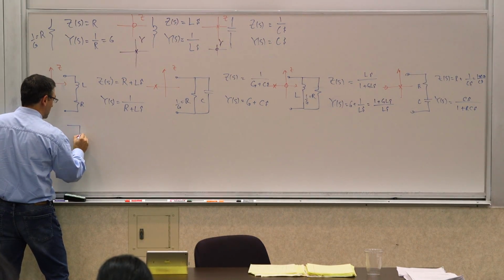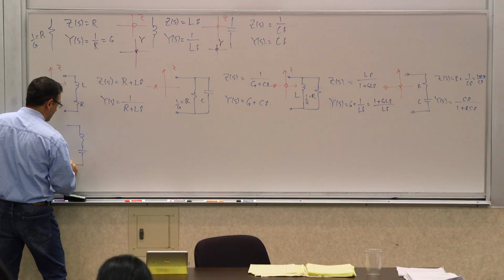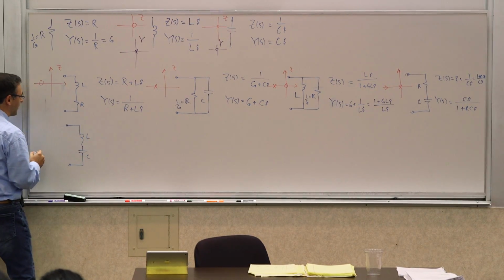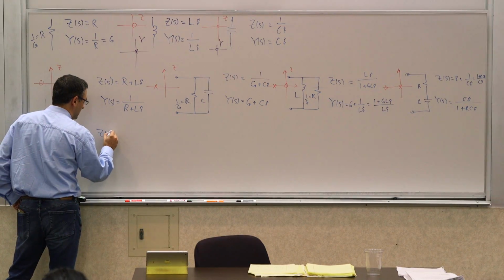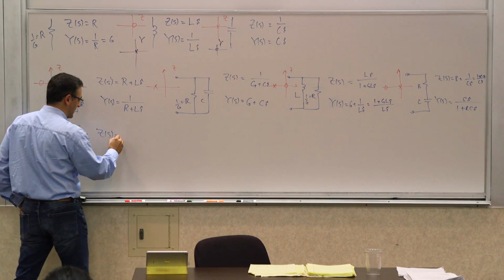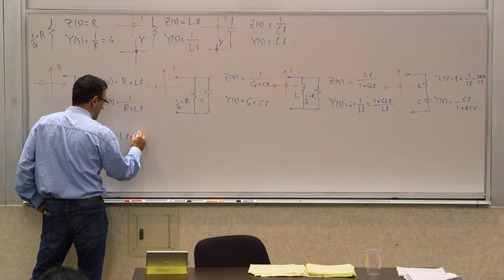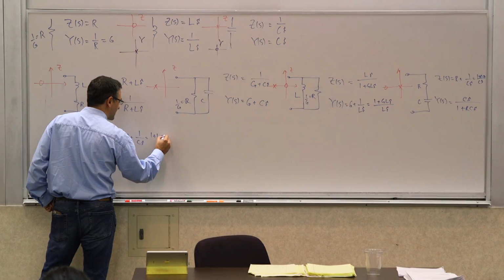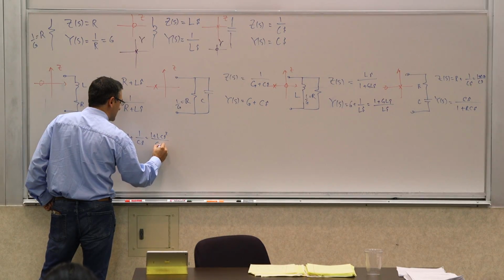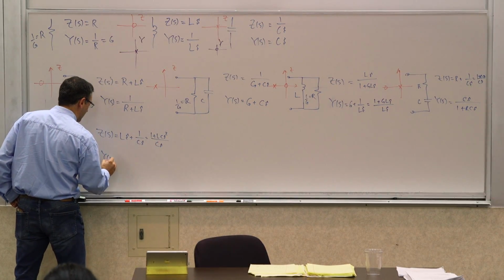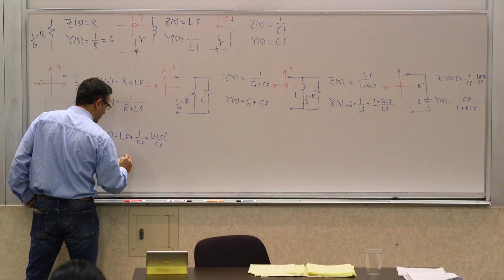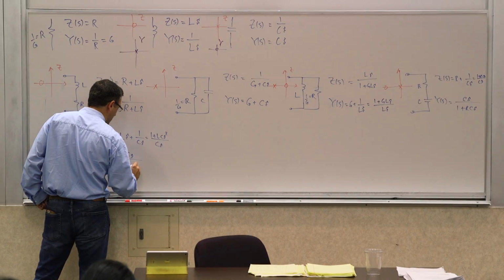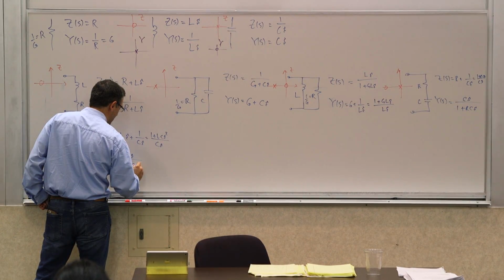Now the other thing that you can do, you can have an inductor and a capacitor in series, L and C. So now what is the impedance for this one? It's LS, the sum of the two impedances, plus 1 over CS, which you can write as 1 plus LCS squared over CS. And Y of S, by the same token, is CS over 1 plus LCS squared.